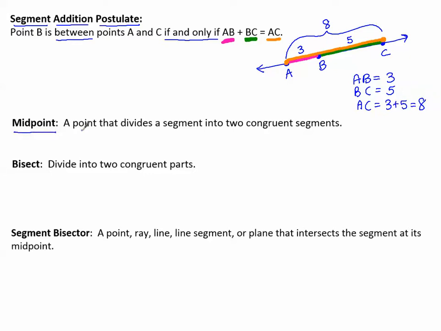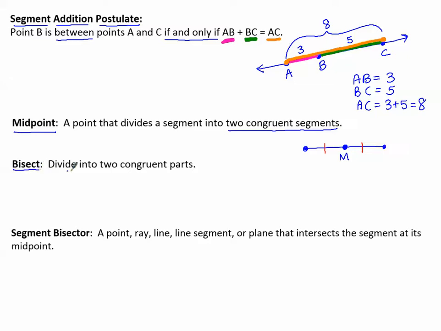A midpoint is a point that divides a segment into two congruent segments. Let's take a segment and show a midpoint. I'm going to call this M for midpoint. To show that it's the midpoint, I mark each of these segments with congruent marks, hash marks that are of the same style to show that they are both congruent to each other.